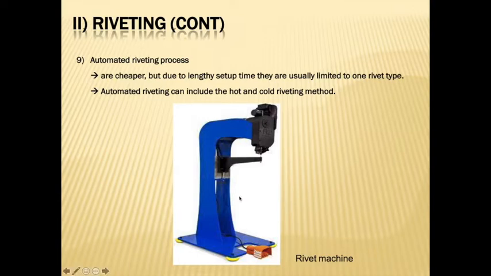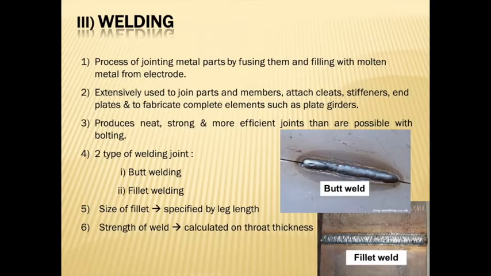This is an example of a rivet machine. Usually this riveting technique, which is used for the connection, is used for small connections, so small materials can be connected with this rivet, and usually these rivet connections are considered permanent connections.